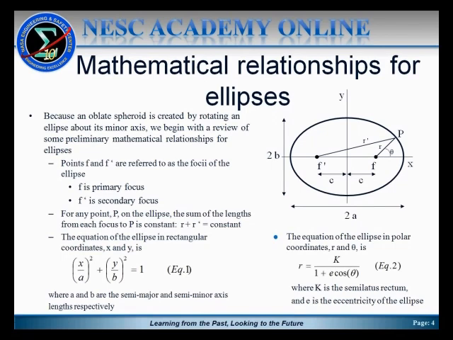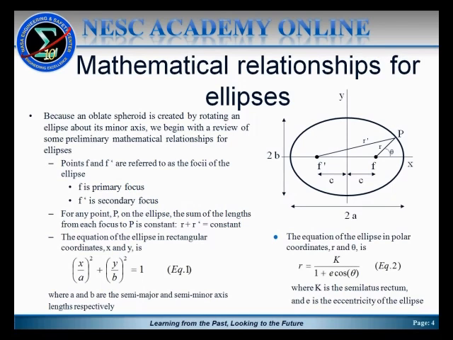For any point P on the ellipse as shown in the diagram, the sum of the lengths from each focus to the point P is constant. In other words, the sum of the distances r and r prime, as shown in the figure, is a constant for any point along that ellipse. You might remember that from high school geometry classes, where you could draw an ellipse with a piece of string and two fixed points.